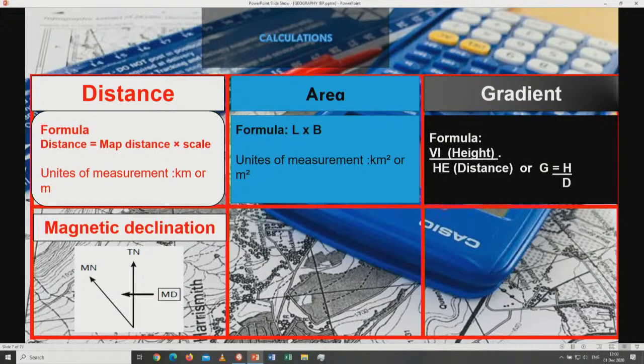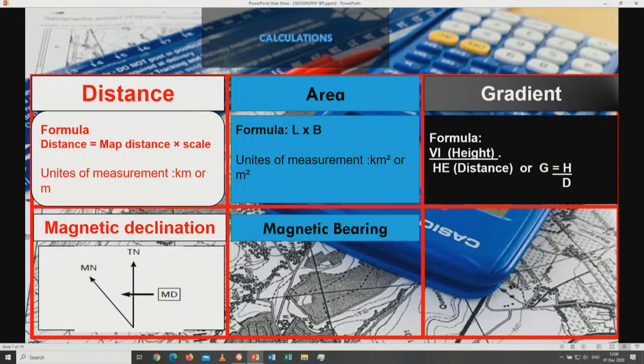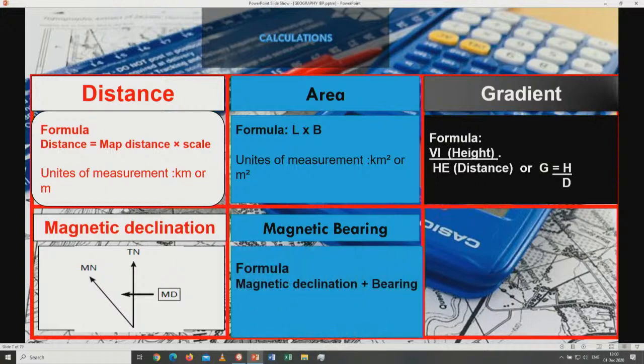The following one is the magnetic bearing. The magnetic bearing is the magnetic declination plus the true bearing, meaning the angle that you need to measure on the map, Grade 12. And then the last calculation is vertical exaggeration.